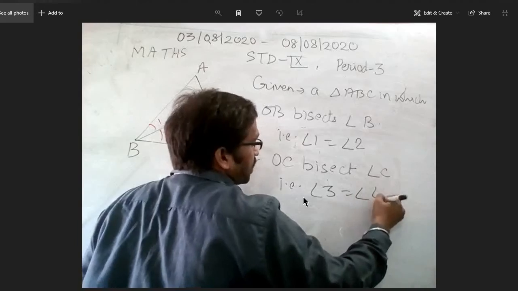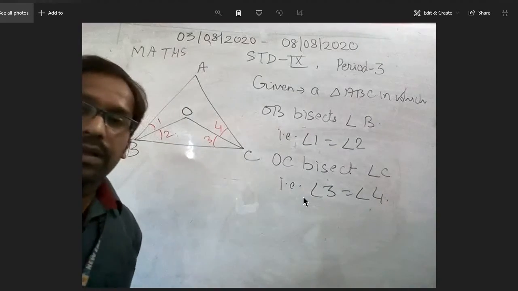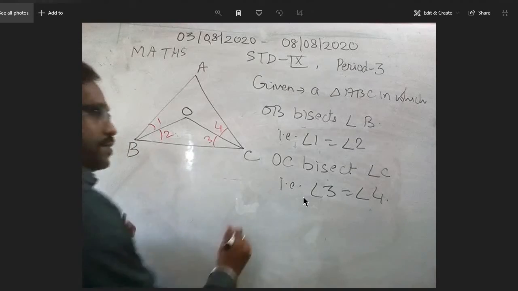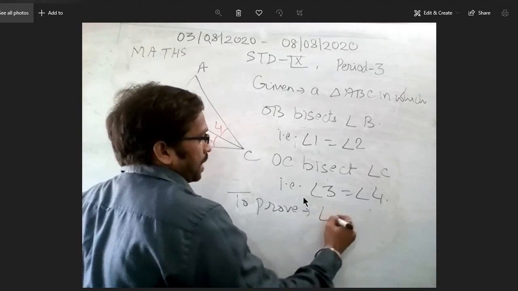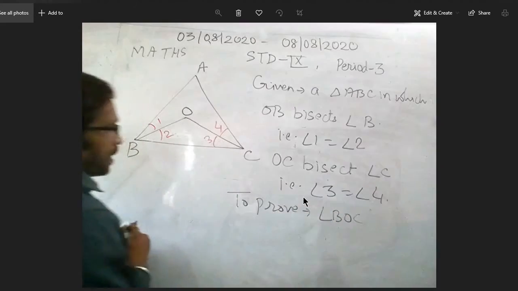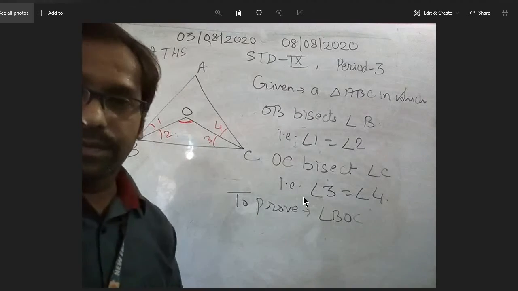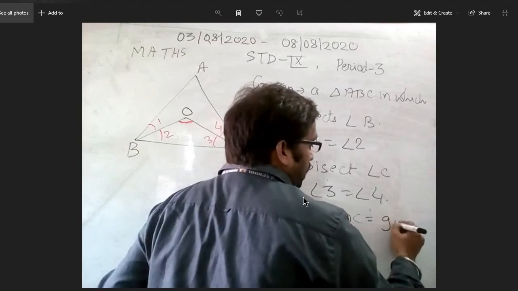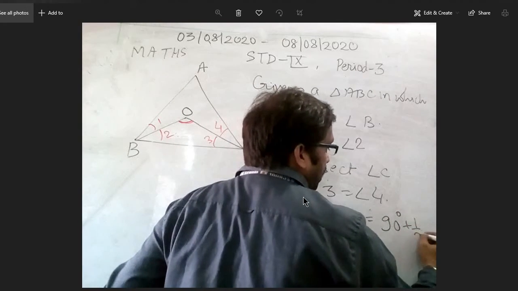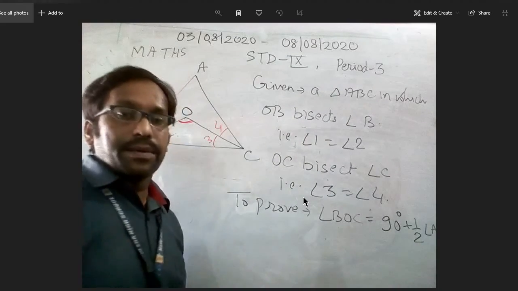Now what we have to prove? Now we'll come to the proof part. In this given condition, we have to prove that angle BOC is equal to 90 degrees, which means half of 180, plus half of angle A. This is what we have to prove.